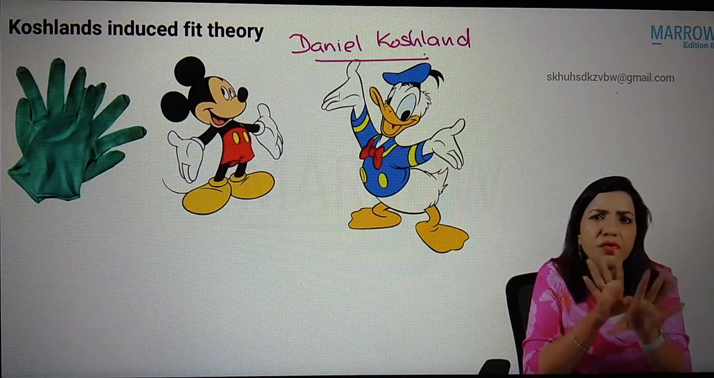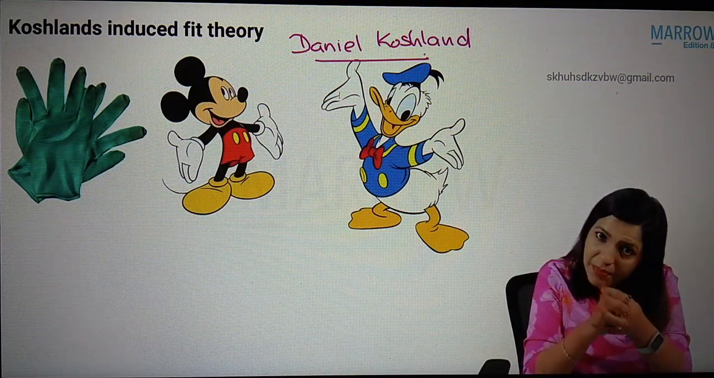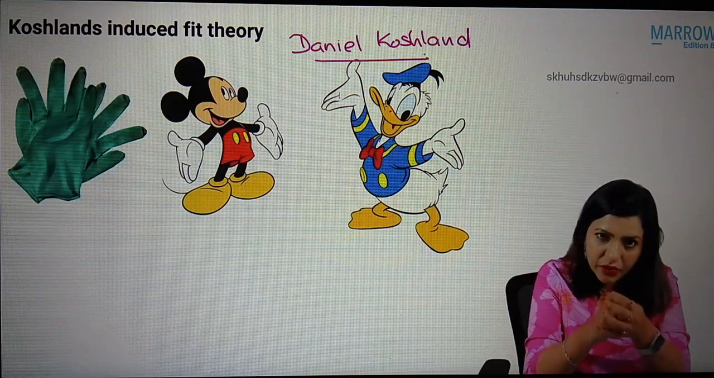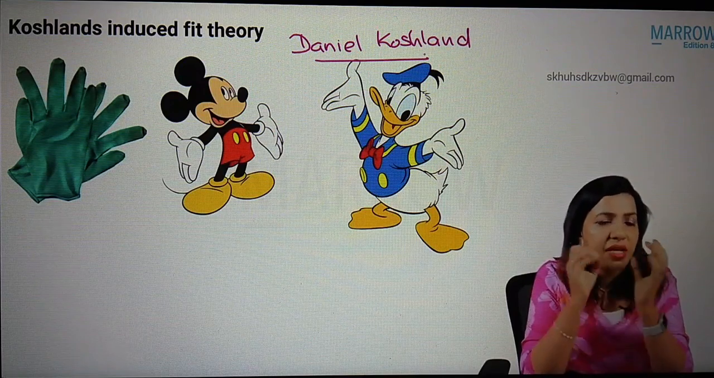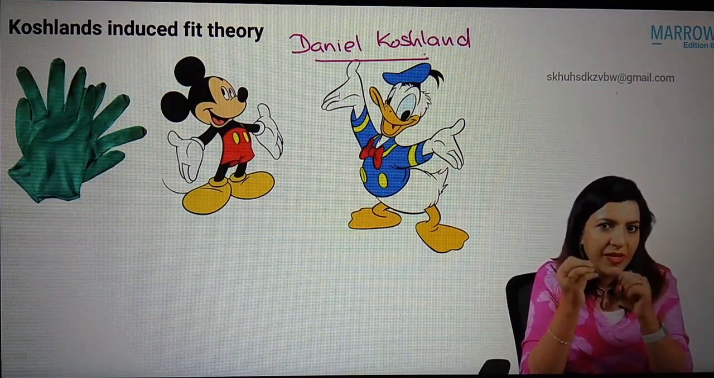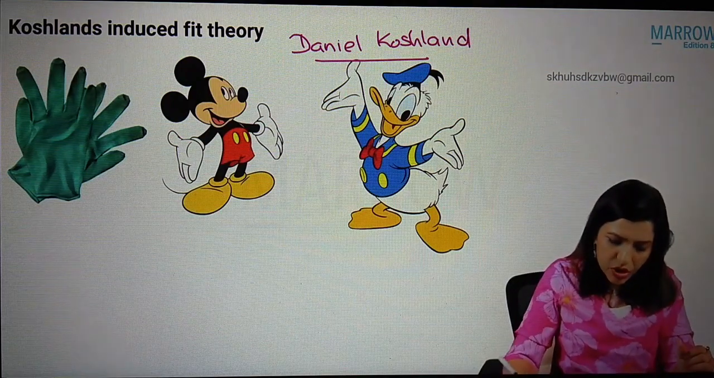Similarly, there is no fixed shape for the active site. When the substrate comes and binds to the active site of the enzyme, it induces some conformational changes in the active site so that the reaction will happen. This is what is given. So I will explain it with a picture here.